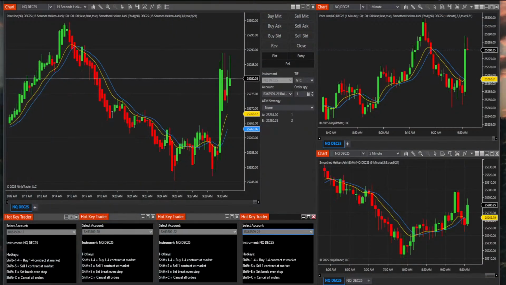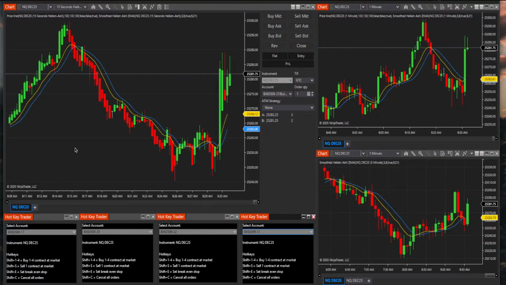Here, I need to recompile that indicator because I made a setting change to it. Let me take a look at this. I got my algos running, so we'll see what they do. And then the hotkey trader.